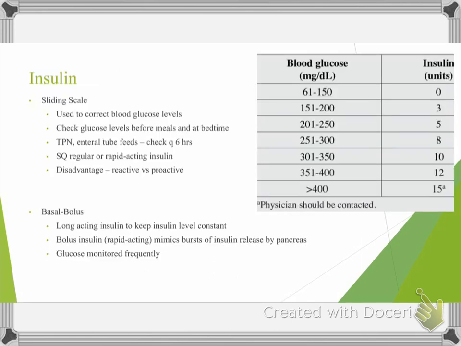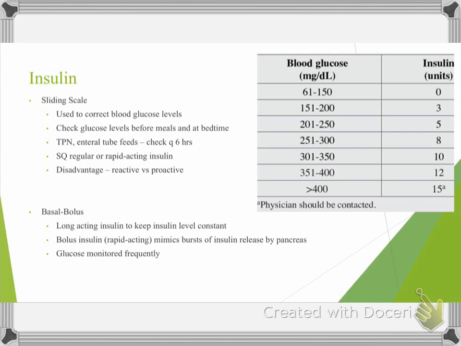So with insulin, you can have a sliding scale or you can have a basal bolus. With sliding scale, it's used to correct blood glucose levels. So it's more of a reactive kind of insulin thing, which is the disadvantage to it. So you're going to have to check glucose levels before meals and at bedtime. And basically, according to what the glucose level is, you give a certain amount of units.